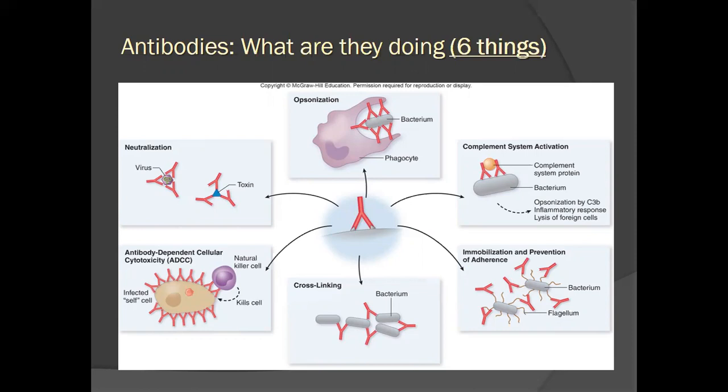Immobilization and prevention of adherence. We haven't really talked about this too much yet, but one of the major ways that bacteria get around within your body is they have something called flagella. If you've taken a cell bio course before, maybe you've talked about these briefly. It kind of looks like a tail that can spin around and propel that pathogen through the system.